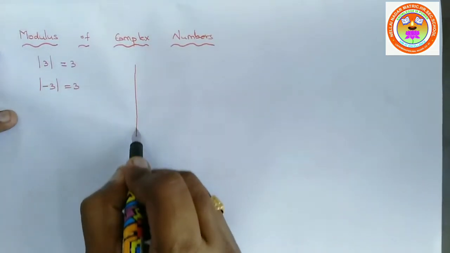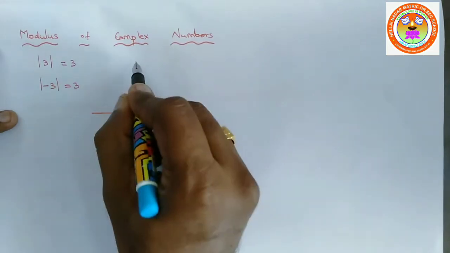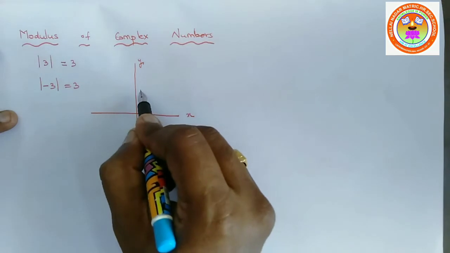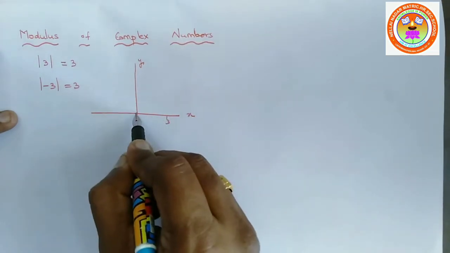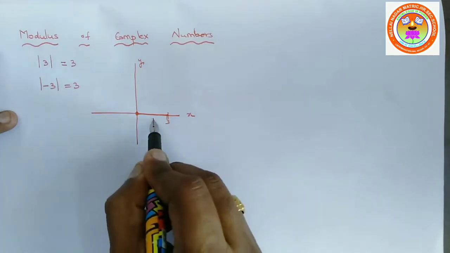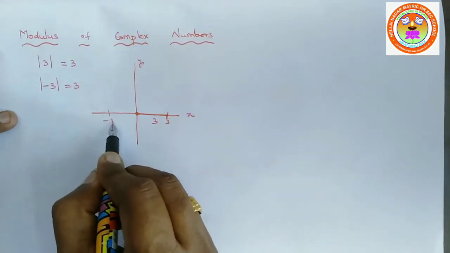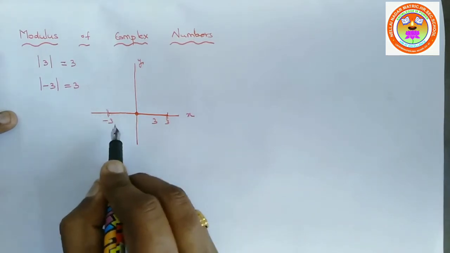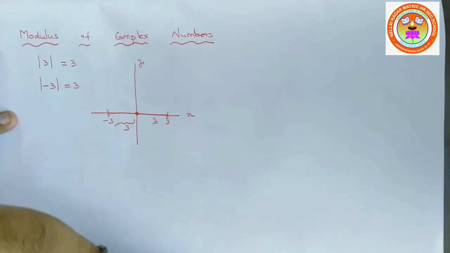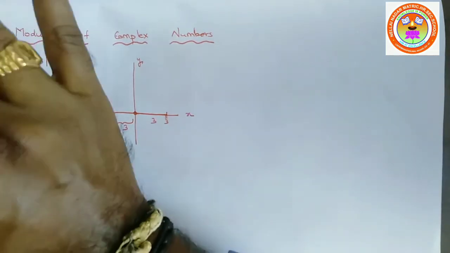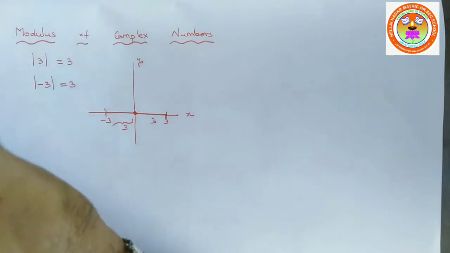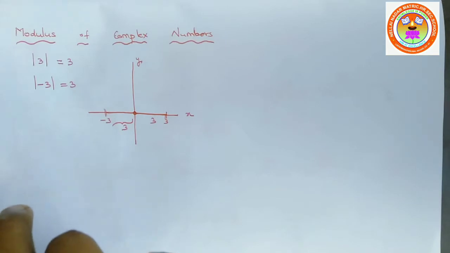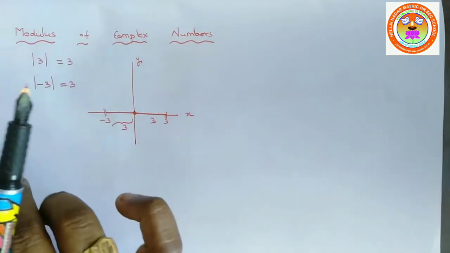For example, if I take one graph, this is the x coordinate, this is the y coordinate. If I choose modulus of 3, the 3 is going to be here. The distance between the origin and the 3 is 3. Suppose I take minus 3, the distance between the origin and this minus 3, even though this is a negative value, the distance is going to be positive, so it is going to be 3. The simple definition: the distance between the origin and the number is called modulus. Simply you can say it is an absolute value also.